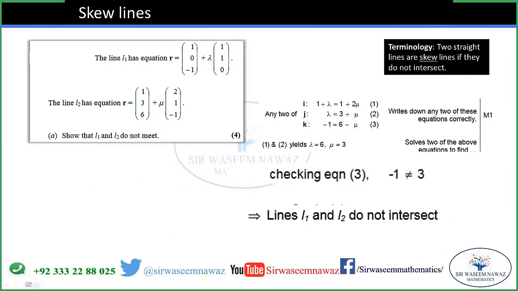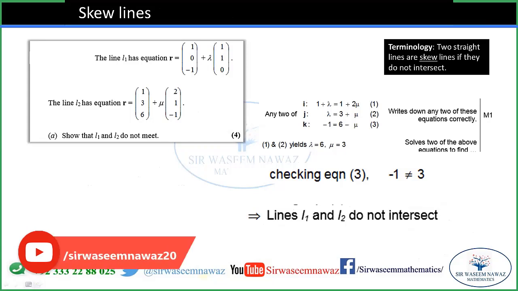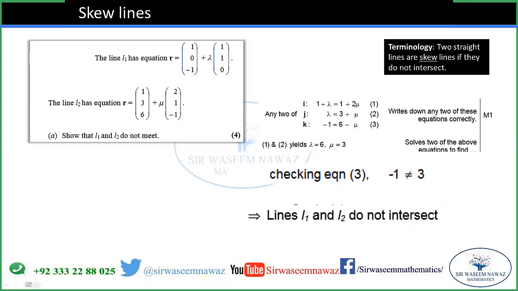We have seen what skew lines are. Skew lines in three dimensions are those lines which do not intersect with each other. Again, I am repeating, in three dimensions there are three possibilities: lines are parallel, lines are skew, or lines are intersecting. So if these two lines are not intersecting, we call them skew lines.